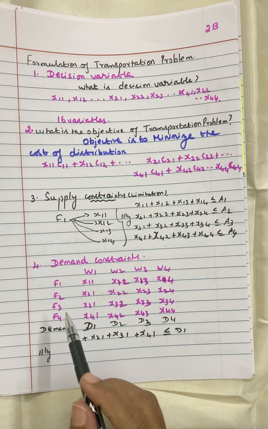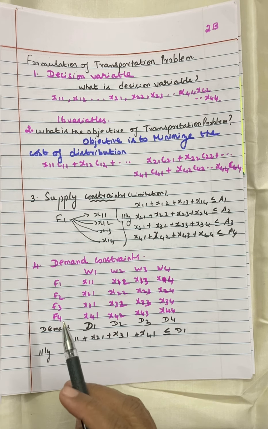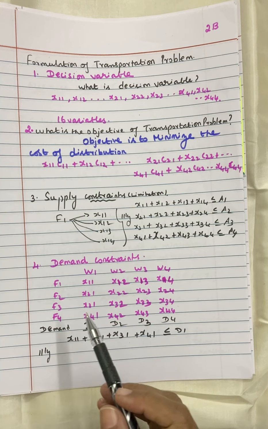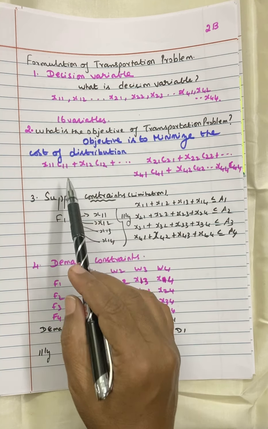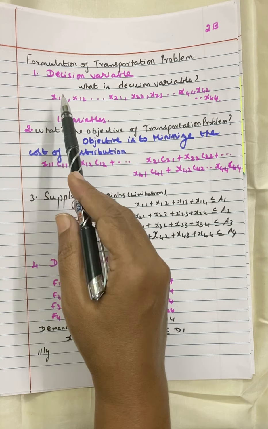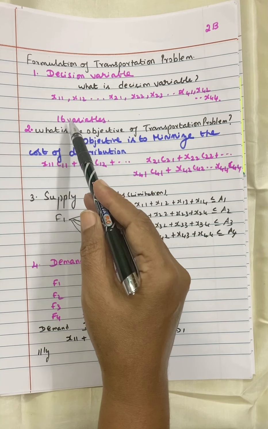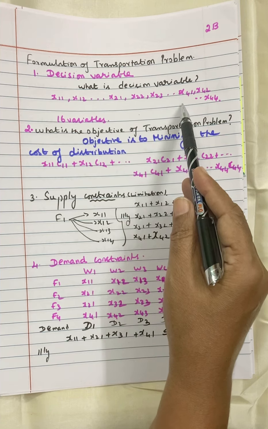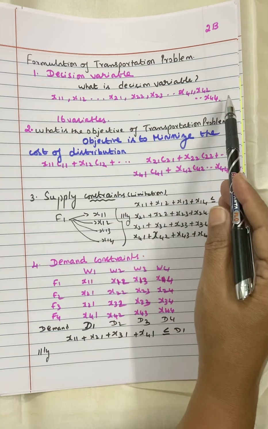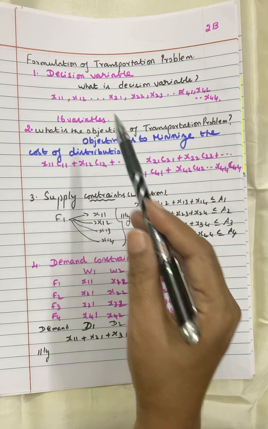So how do we formulate a transportation problem? We have to decide some variables which will change. Decision variables. So what are the decision variables? X11: how many products are transferred from here to here? X22, X41, X42, etc., X44. All these are decision variables. So there are 16 variables in this case.